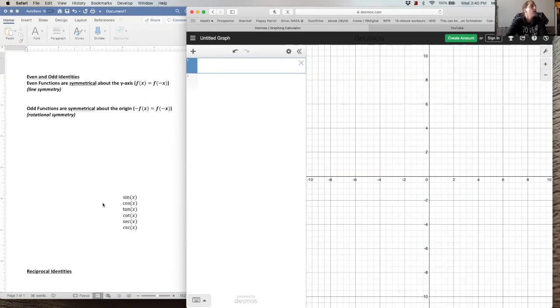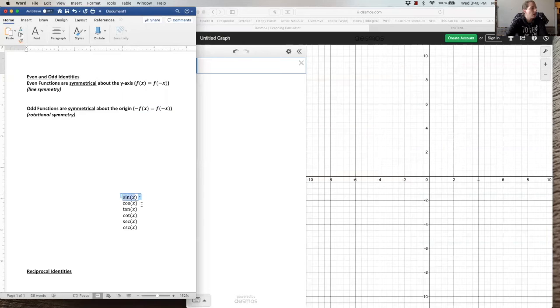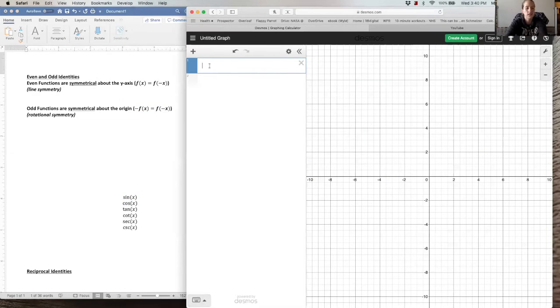So again, what we want to do is take our six trig functions and decide which are even and which are odd. So let's take a look at that. Let's look at our sine function first.